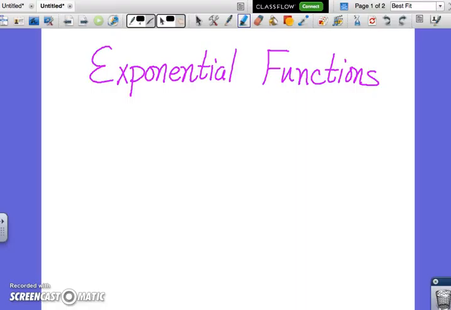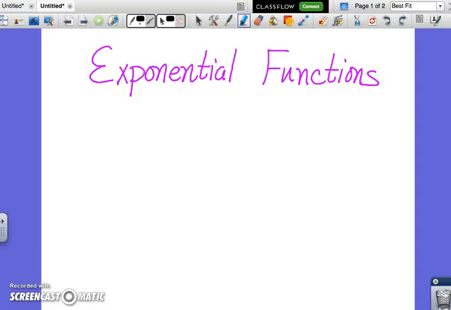Welcome back. As we've progressed from talking about sequences and series and looking at arithmetic and geometric sequences, we're now going to take a look at exponential functions. We've looked at linear functions. We know linear functions have a constant rate of change, and they can be written in the form y equals mx plus b.